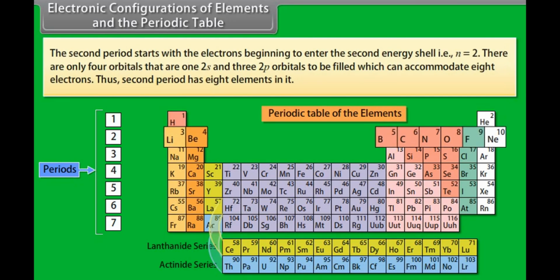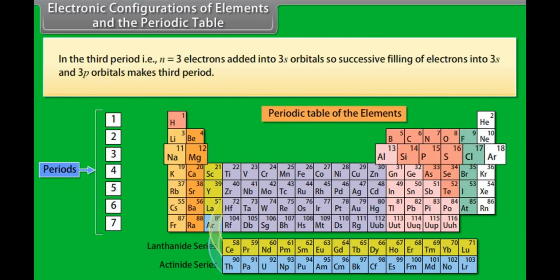The second period starts with electrons beginning to enter the second energy shell, that is, n equals 2. There are only 4 orbitals, that is 1 2s and 3 2p orbitals to be filled, which can accommodate 8 electrons. Thus, the second period has 8 elements in it. In the third period, that is, n equals 3, electrons are added into 3s orbitals. So, successive filling of electrons into 3s and 3p orbitals makes the third period.